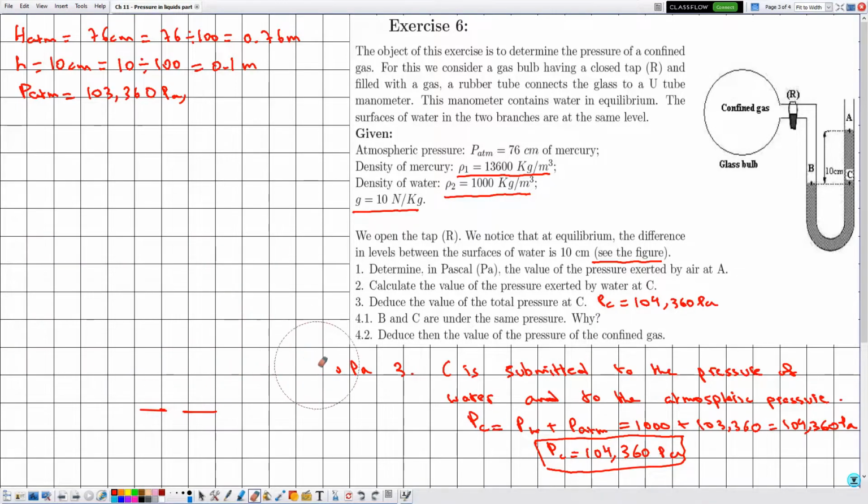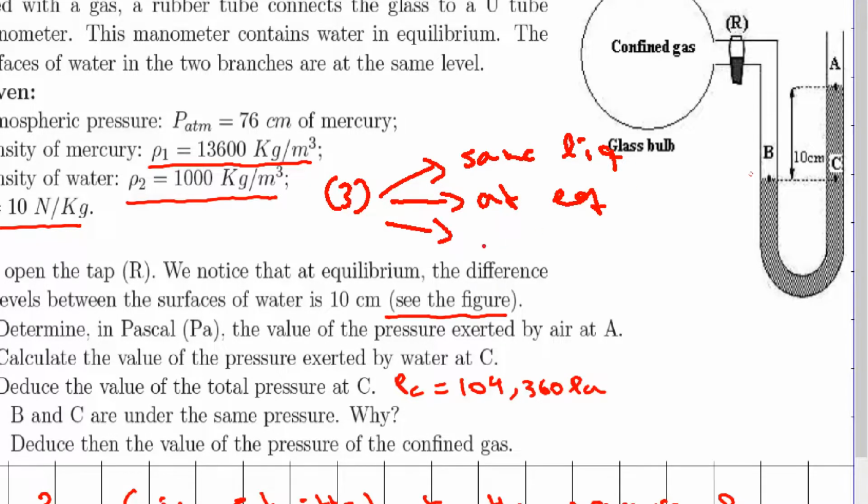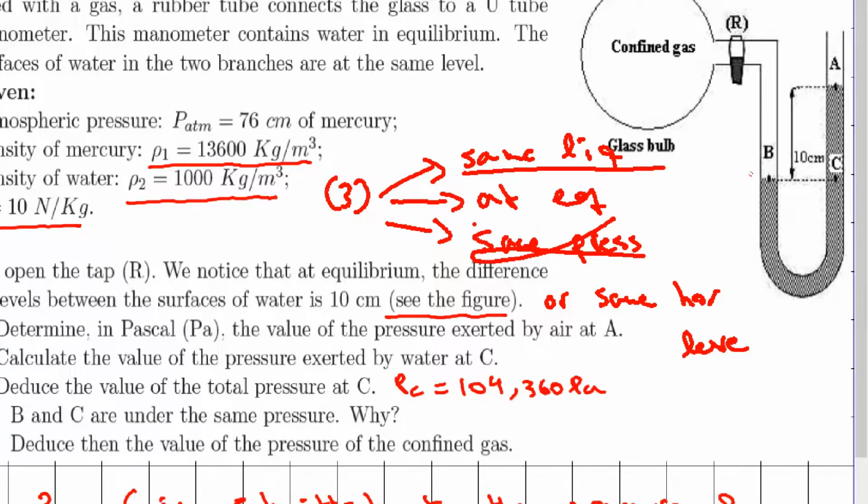Now 4.1, B and C are under the same pressure. Why? So always such type of questions are answered using the rule of 3, which states: same liquid at equilibrium, and either we say same pressure or same horizontal level. Since we are interested in justifying why B and C are under the same pressure, we will eliminate this and our answer would be same liquid at equilibrium, same horizontal level.